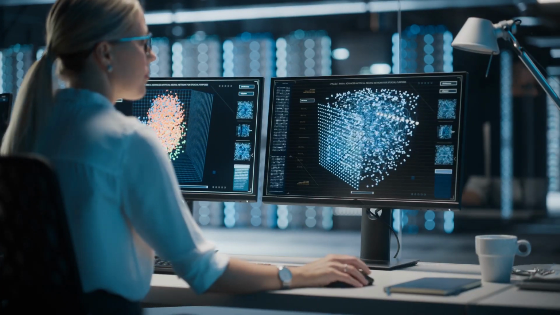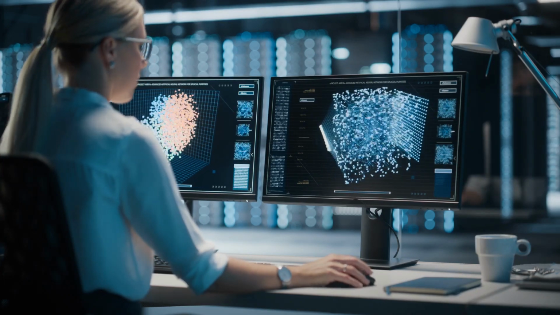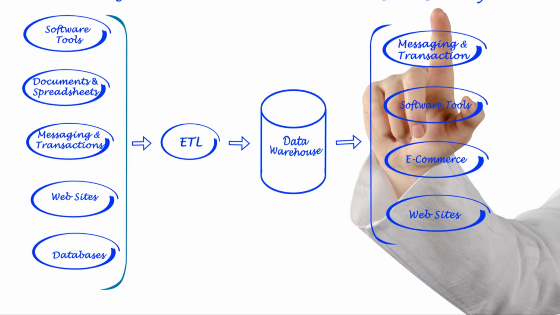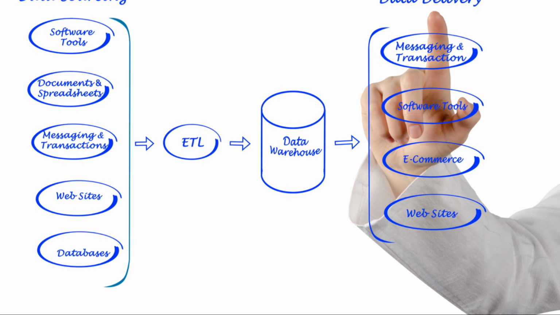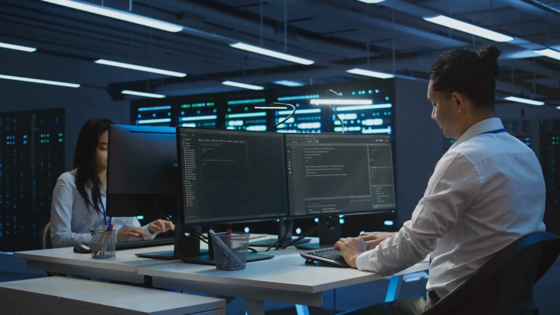The ETL process, though seemingly technical, is fundamentally about transforming raw data into a valuable asset. It involves three key steps: extract, transform, and load. Each step is crucial to the overall success of the ETL pipeline.